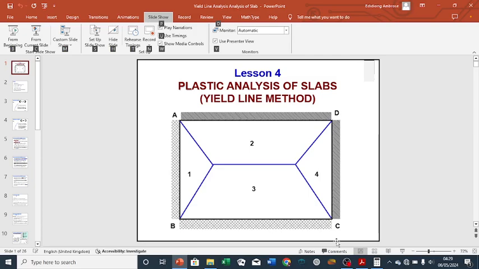Hello and welcome to the continuation of our lesson on plastic. We'll see the reinforcement here on the continuous edge.